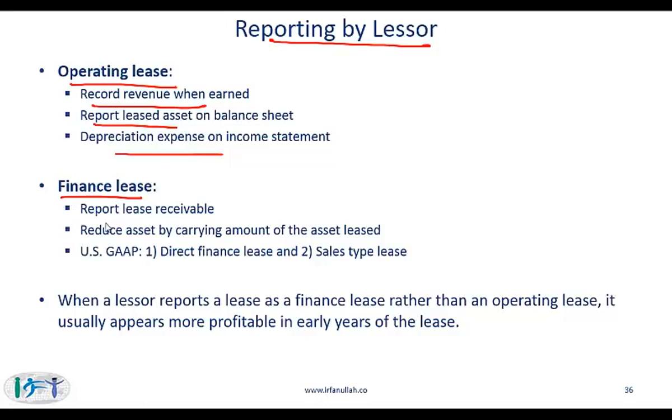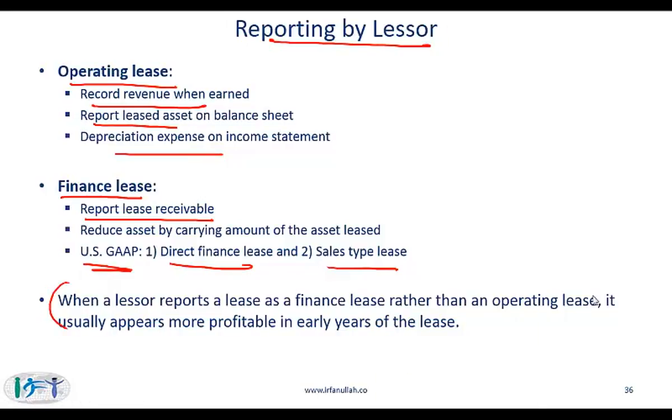Here the lessor is effectively selling the asset. So the lease receivable is the amount that is shown as an asset. The asset itself is removed from the balance sheet because the asset then moves to the lessee. Under US GAAP now, there are two categorizations, a direct finance lease and a sales type lease, that we will talk about on the next slide.